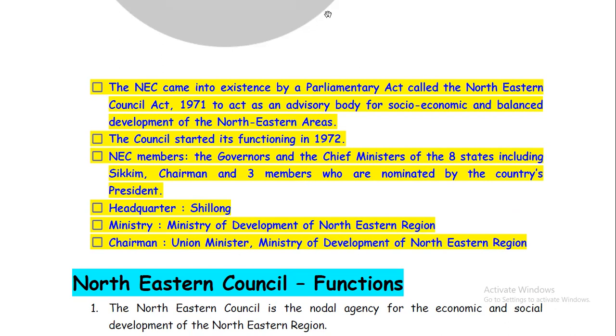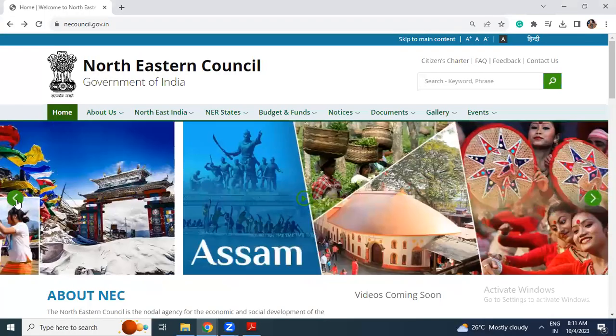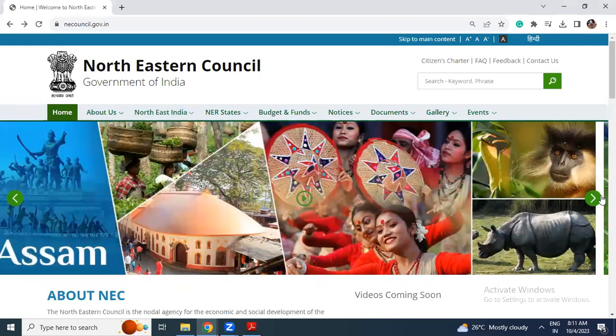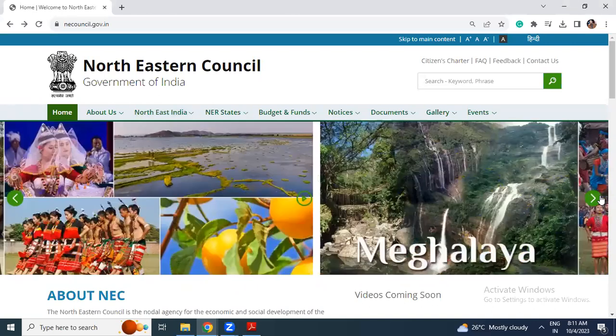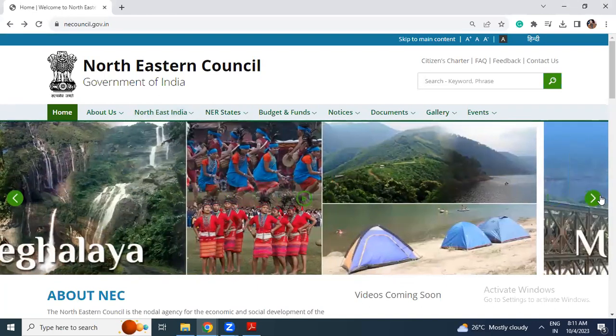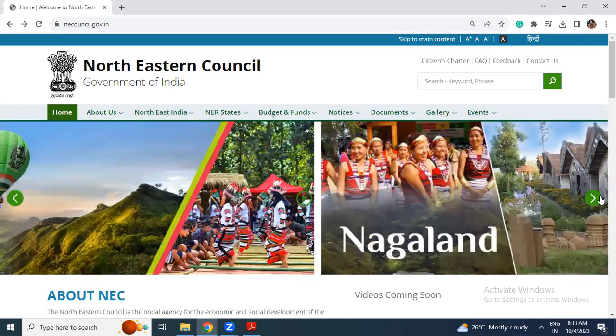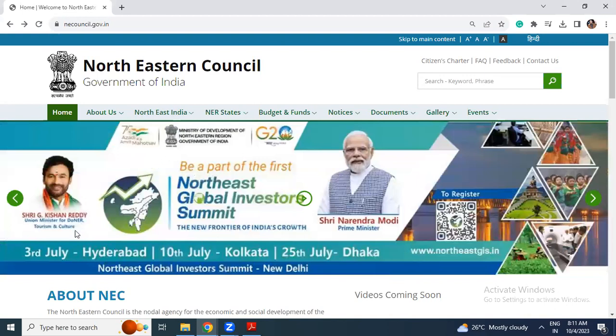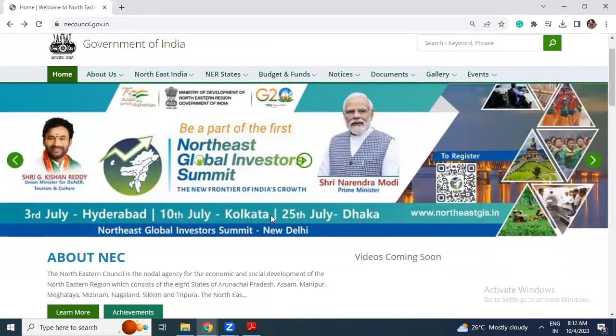Let me show you the website of this Northeastern Council. This is the website of the Northeastern Council. Arunachal Pradesh, Assam, Manipur, Meghalaya, Mizoram, Nagaland, Sikkim, Tripura. The Union Minister for DoNER, Tourism and Culture is Sri G. Kishan Reddy.